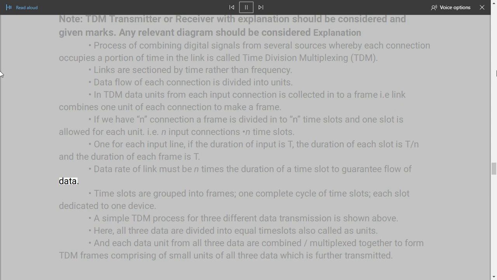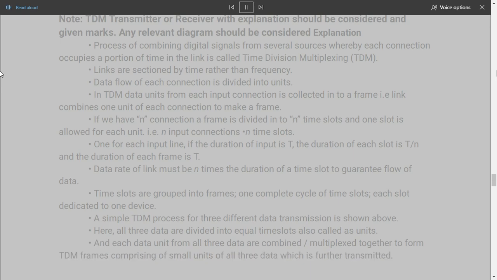Time slots are grouped into frames, one complete cycle of time slots, each slot dedicated to one device. A simple TDM process for 3 different data transmissions is shown above. Here, all 3 data are divided into equal time slots, also called units. And each data unit from all 3 data are combined or multiplexed together to form TDM frames comprising small units of all 3 data, which is further transmitted.